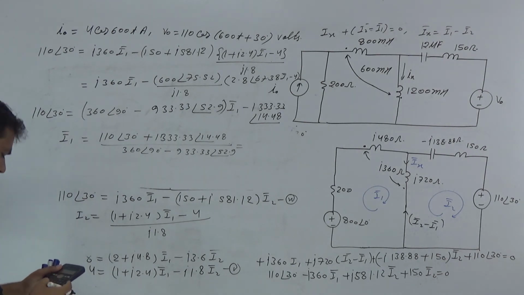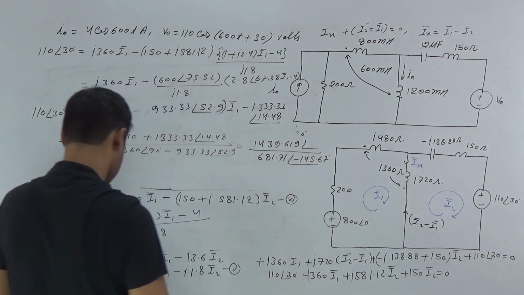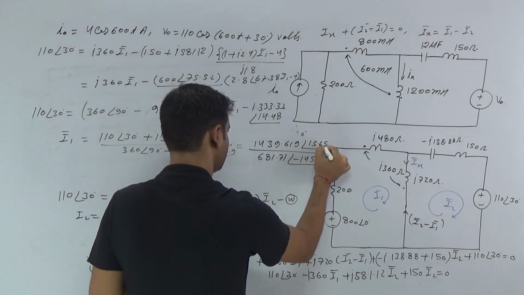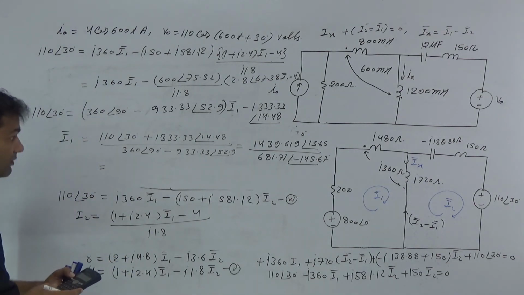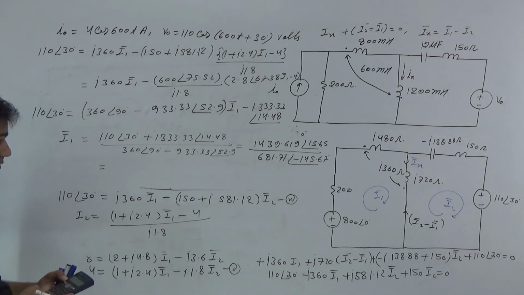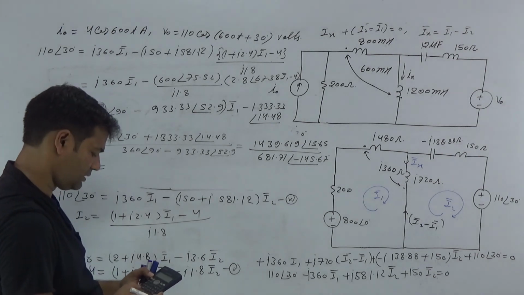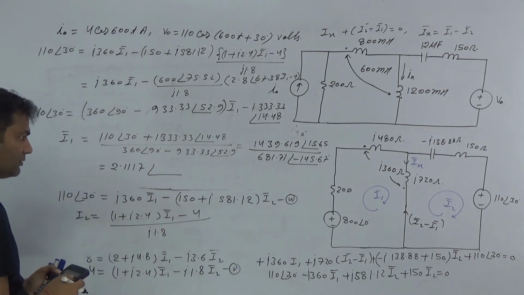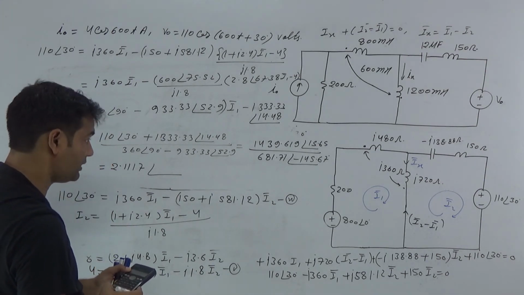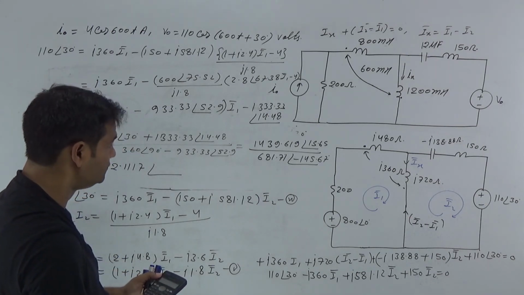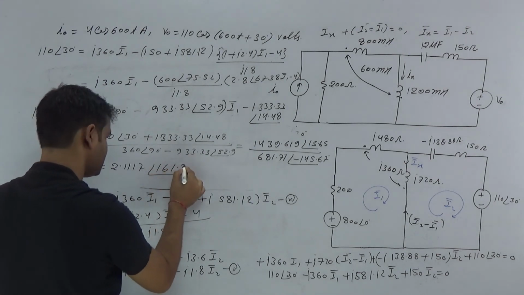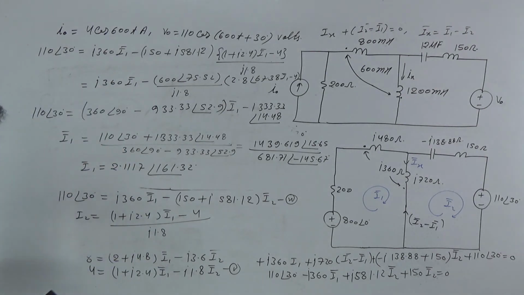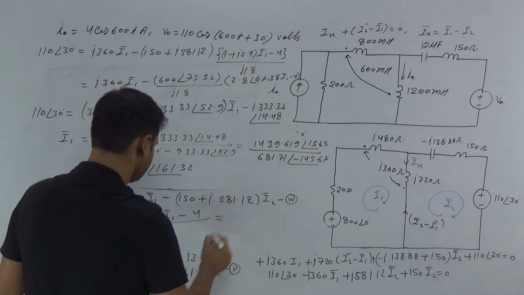Okay. 1439.619 at the angle 15.65. So finally we got I1: that is 1439.619 divided by 681.71, that is 2.117 at the angle 161.32, that is I1.